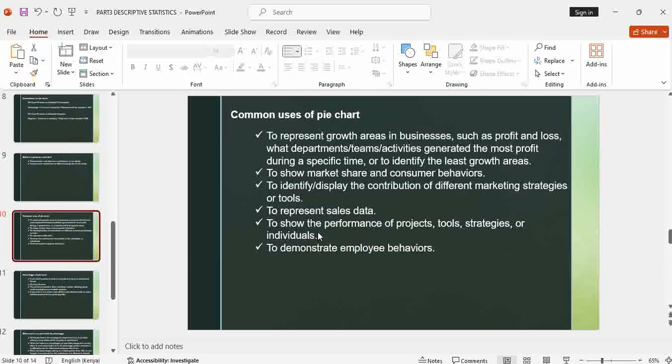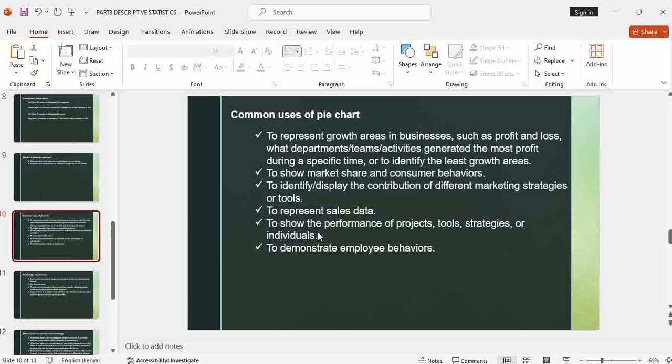Common uses of pie chart. Where do we usually use pie chart? To represent growth areas in business. For example, if you want to see the department, the team, the activities that generate most profit for the company, you can use a pie chart. When you look at the market share, as I've already discussed, what percentage of the market is being taken by KCB Bank, Equity Bank, and so on.